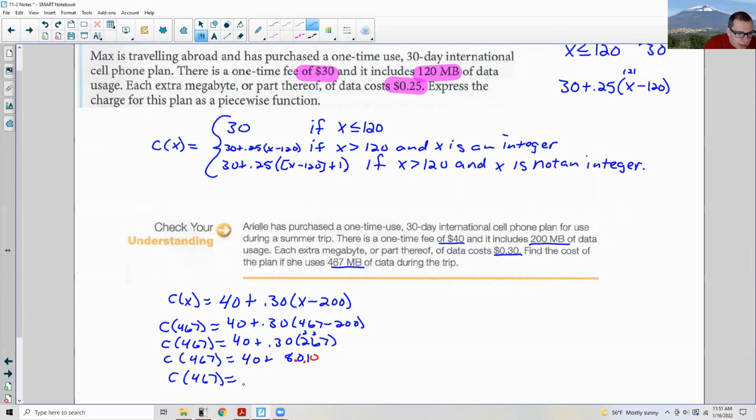So now when I add $80.40, it's $120.10. Okay, so it's $120.10 for 467 megabytes of data.